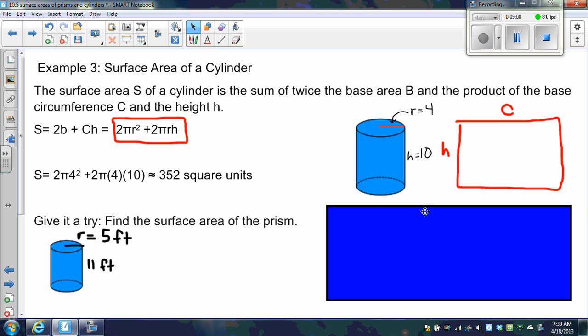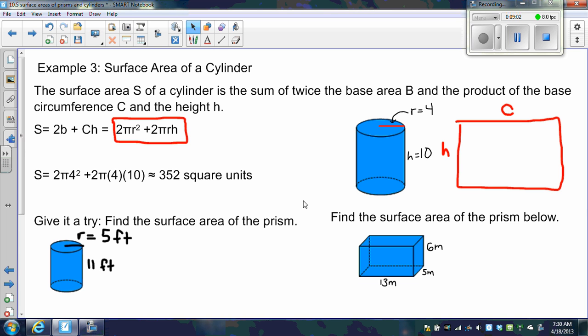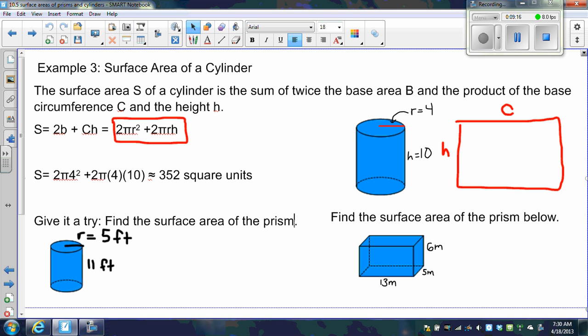So what I'd like you to do is give the following 2 problems a try tonight. You can do it either using the net, or I suggest trying these equations and making sure you understand them, to find the surface area of this prism and the surface area of this cylinder here. And bring these with you to class tomorrow. This is what we'll start off reviewing when you get here.